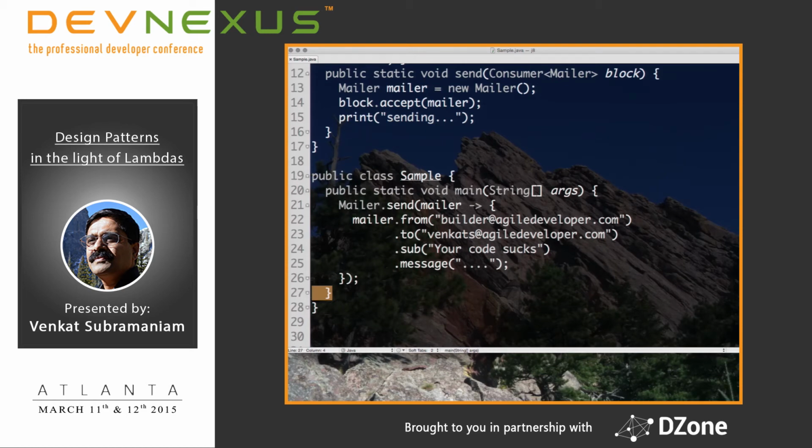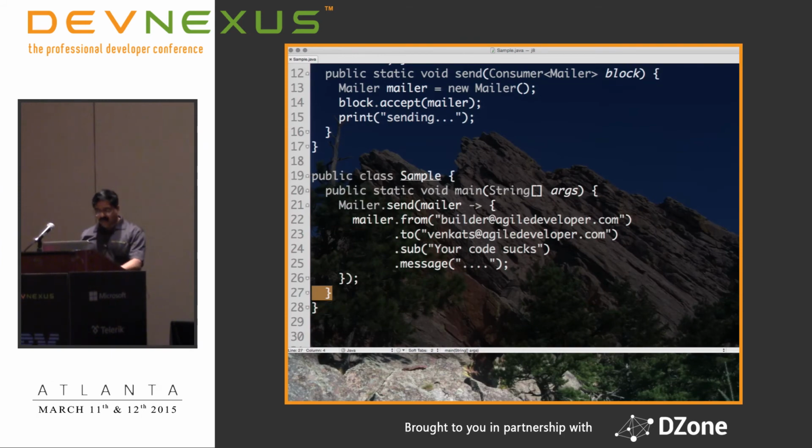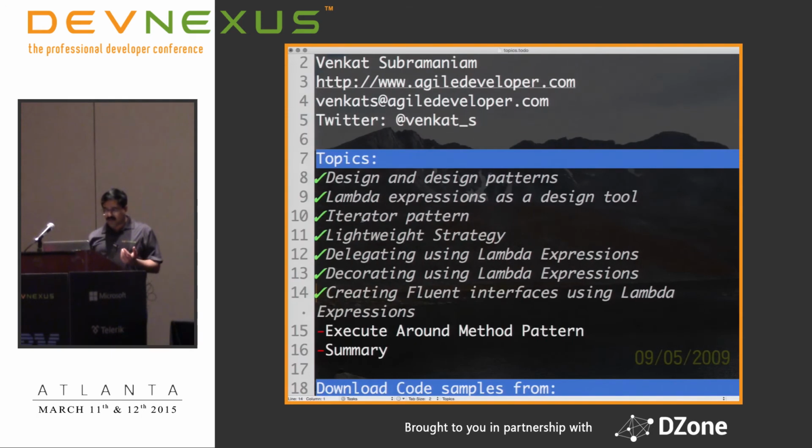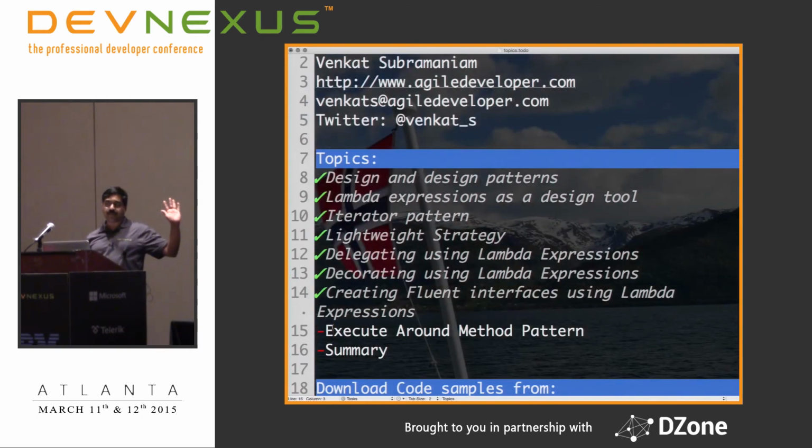So that's the beauty of this. It gives you the fluency in this particular code very nicely, as you can see in this example. So that's what we saw so far in terms of using the fluency and creating this. Questions so far?